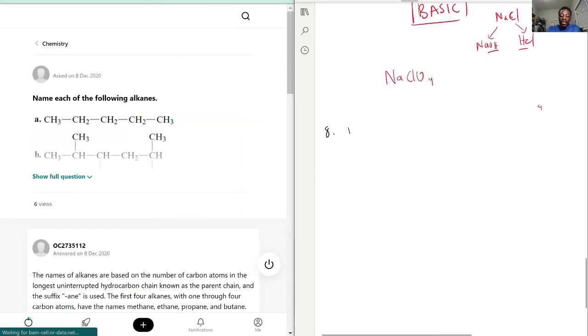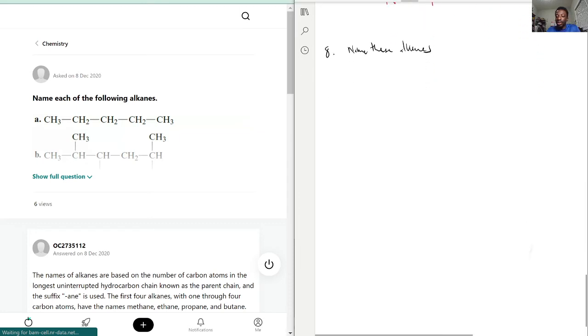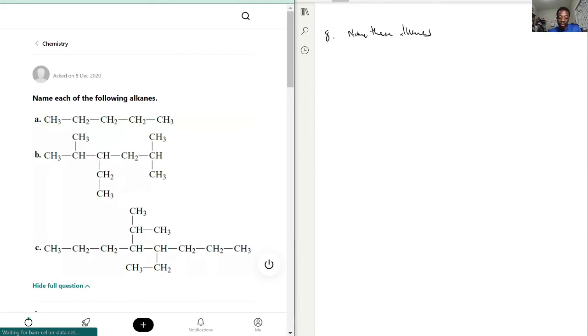Question number 8. Name these alkenes. Okay, so here we're doing a bit of nomenclature. Pretty sure I butchered that word, but no worries. We're here to name these compounds, not rate my pronunciation. With that being said, if I counted correctly, hopefully, and these are alkanes, so they do follow the CnH2n+2 rule.